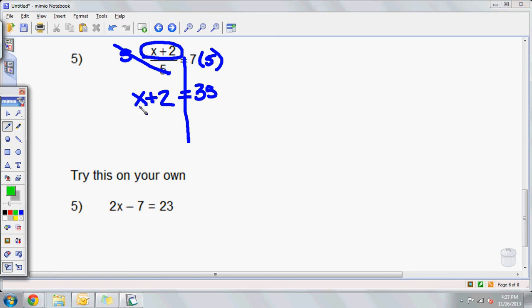So we're going to get x by itself by doing the opposite. So minus 2, x is equal to 33.